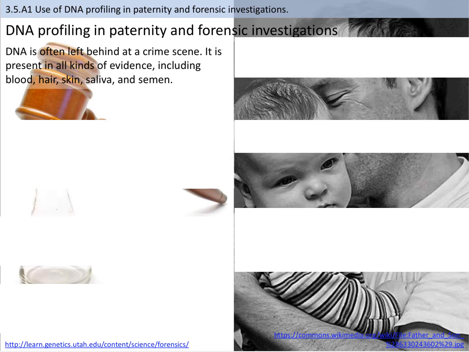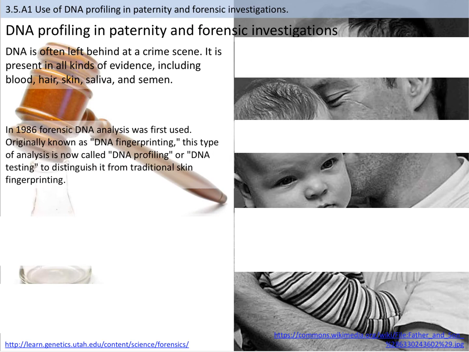They might leave skin cells, they might have cut themselves at some point, so there will be blood present. They might have lost some hair follicles, and there could be some hair cells at the bottom of the strand of hair, right? And if it's something that might be a sexual assault, of course there could be semen left behind, right? And if I give you an example, in 1986 forensic DNA analysis was first used. It was originally known as DNA fingerprinting, and it's this type of DNA.